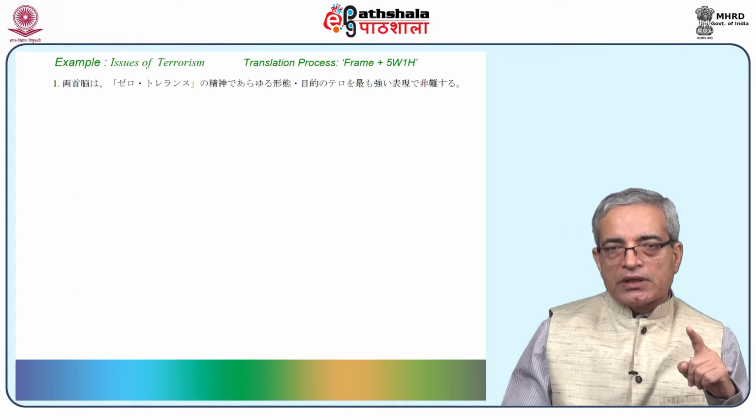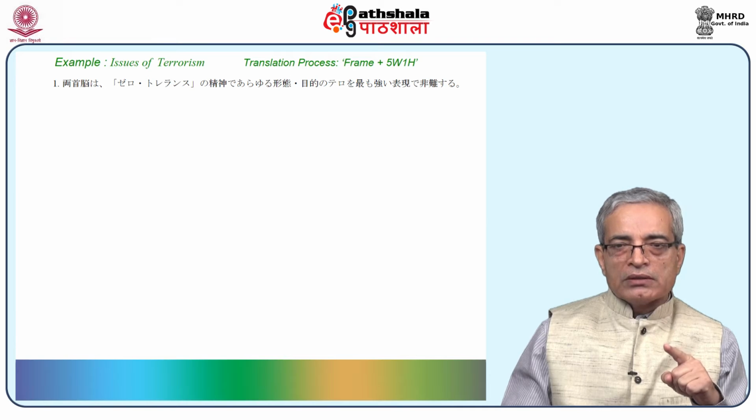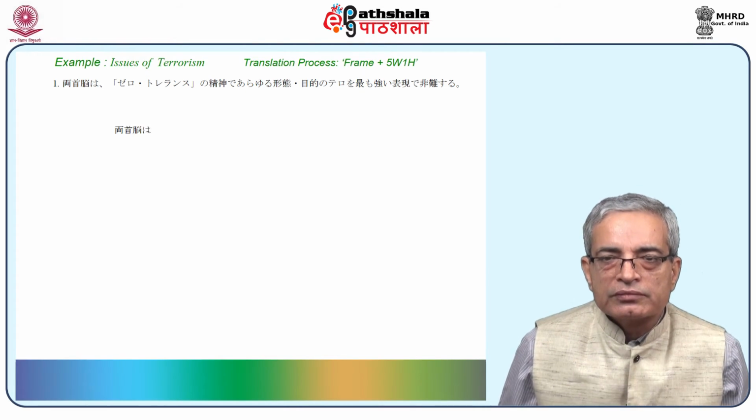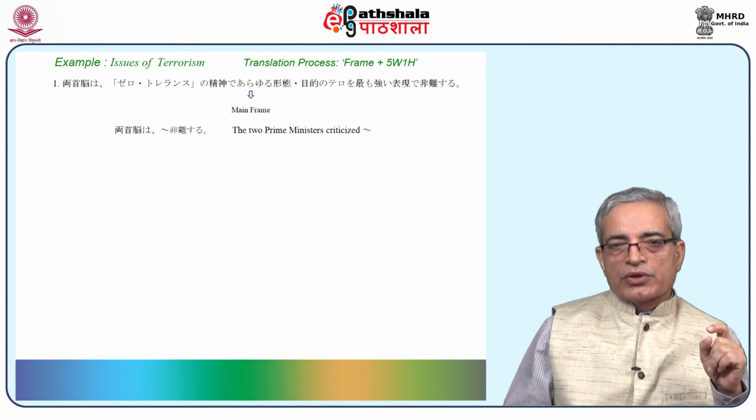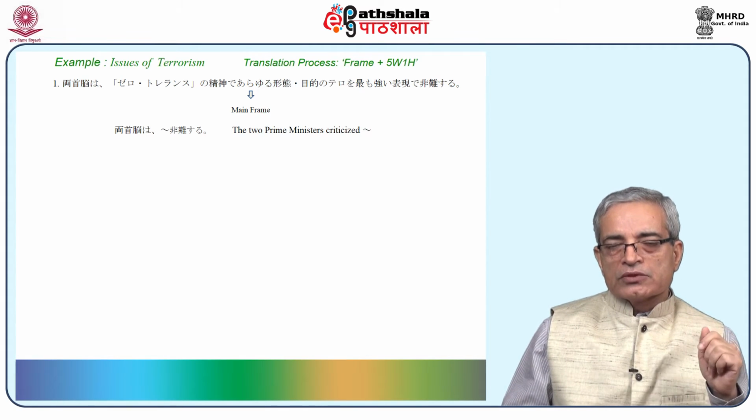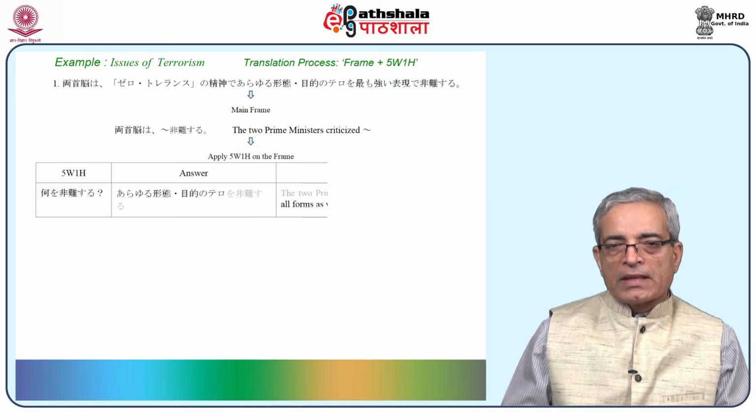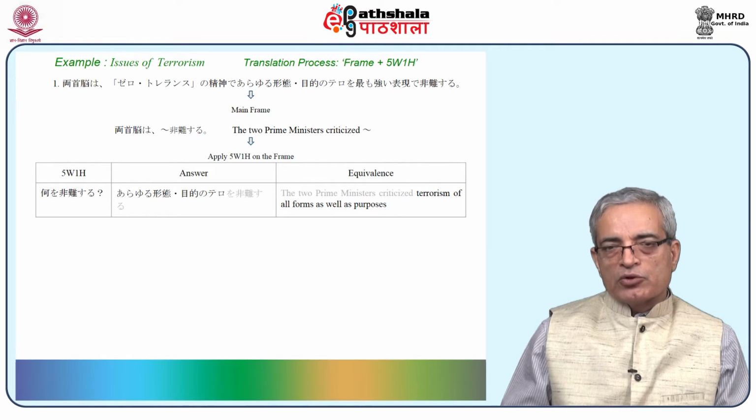In this particular case, in the last sentence, if you see, it's hyogen de hinan suru. Hinan or hihan suru? Hinan suru. Okay. So Ryoshusho wa hinan suru, the smallest frame, fine. Then nani o hinan suru? Arayuru ketai mokuteki no tero. Arayuru ketai and mokuteki no tero.